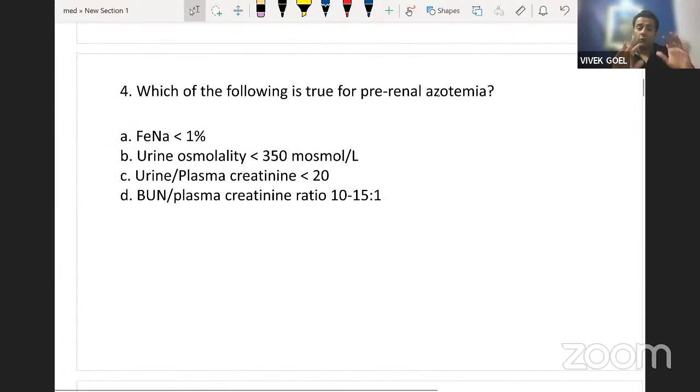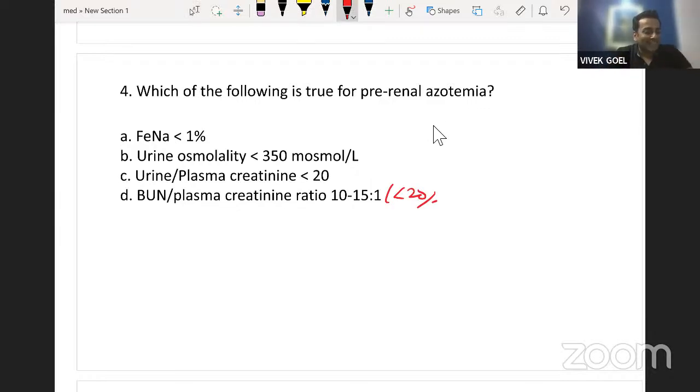Now, again, it was a sitter. I have time and again told you this table from Harrison's where you have the difference between the pre-renal and the intrinsic renal AKI. This is a very, very important difference. So which is true for pre-renal azotemia? Is it the FeNA less than 1%? FeNA is the fractional excretion of sodium, less than 1%. Urine osmolality less than 350 milliosmoles. Urine to plasma creatinine less than 20. And BUN to plasma creatinine ratio 10 to 15. That is less than 20 again.